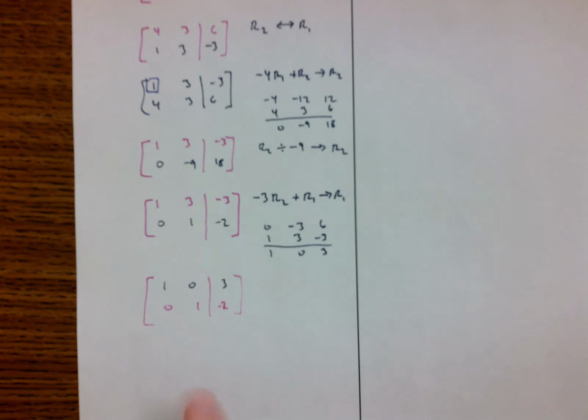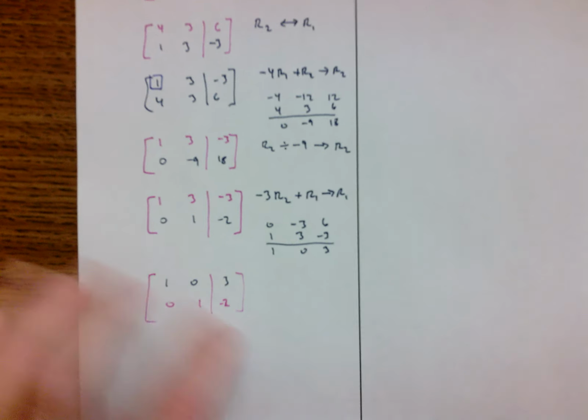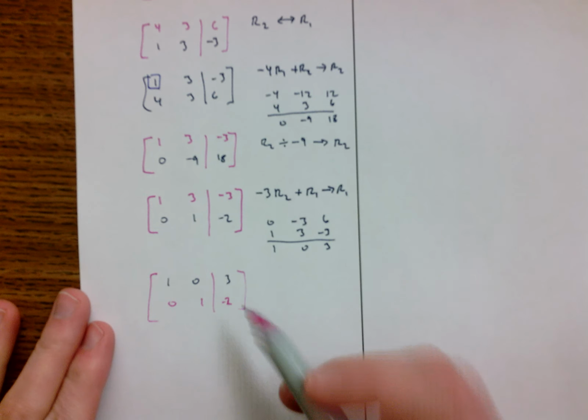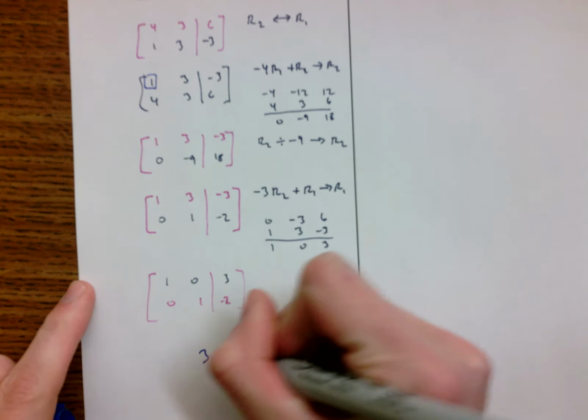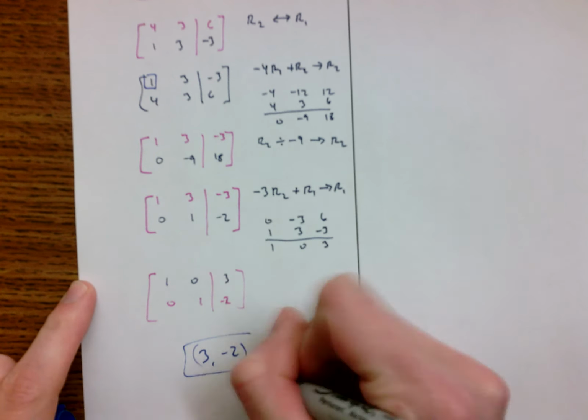So now there's my reduced diagonal form matrix, right? I got 1s in the diagonal and 0s everywhere else. So this is going to be my solution. So the solution to this is the point 3, -2. And yes, you want to write that as a point.